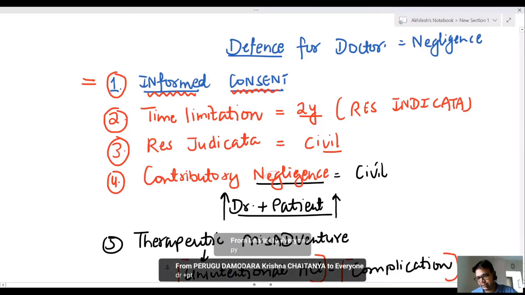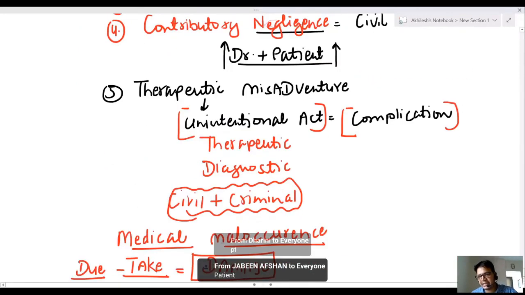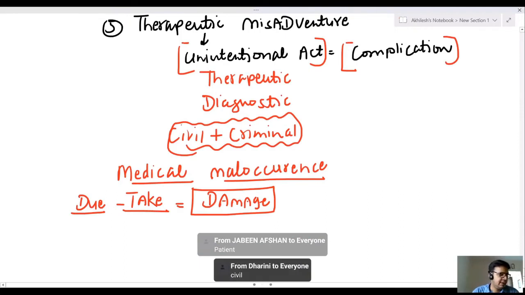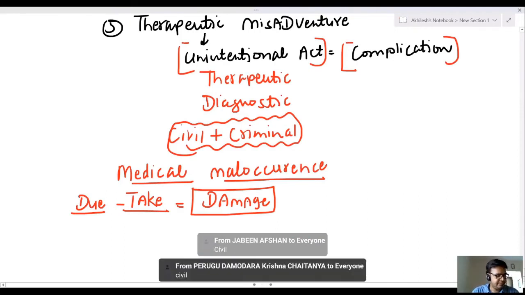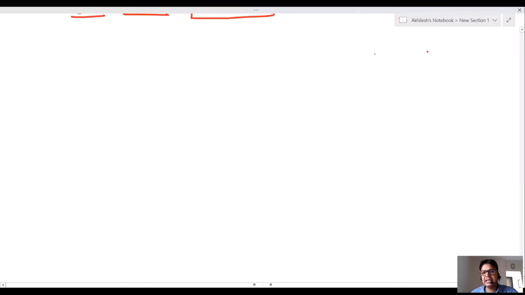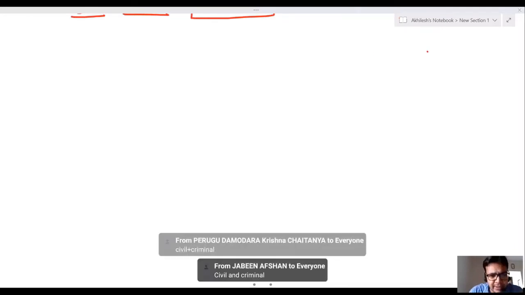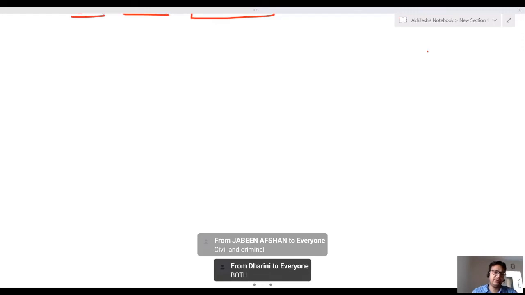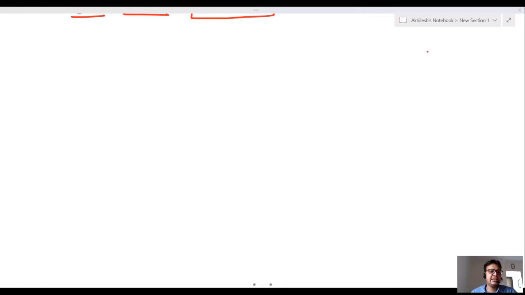Contributory negligence is a negligence contributed by doctor as well as patient. Contributory negligence is a defense in civil cases or criminal cases? It is civil cases. Therapeutic misadventure is used in criminal negligence, civil negligence, or both? Yes, it is both. It is any unintentional act leading to some damage. This is known as therapeutic misadventure. Very good.